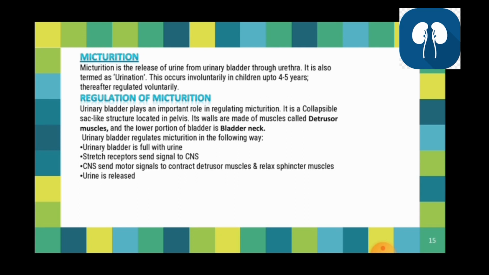Urinary bladder regulates micturition in the following ways. When the urinary bladder is full with urine, stretch receptors send signals to the central nervous system. The central nervous system sends motor signals to contract detrusor muscles and relax sphincter muscles. Then the urine is released. So these are the 4 different steps for micturition.